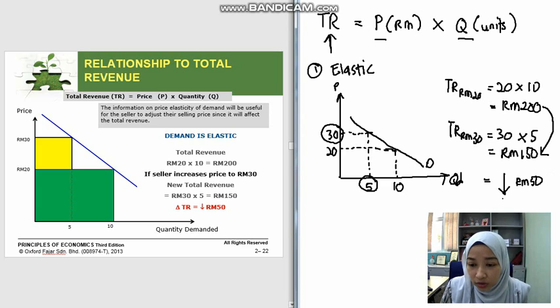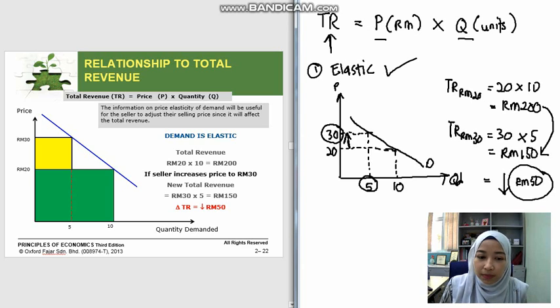So in this kind of situation, what you should decide is you should not increase the price of your product, because when you increase the price of your product from 20 ringgit to 30 ringgit, you notice that your revenue will reduce by 50 ringgit. So you rugi lah. So as a producer, your decision here is you should not increase the price because the demand of your product is elastic.